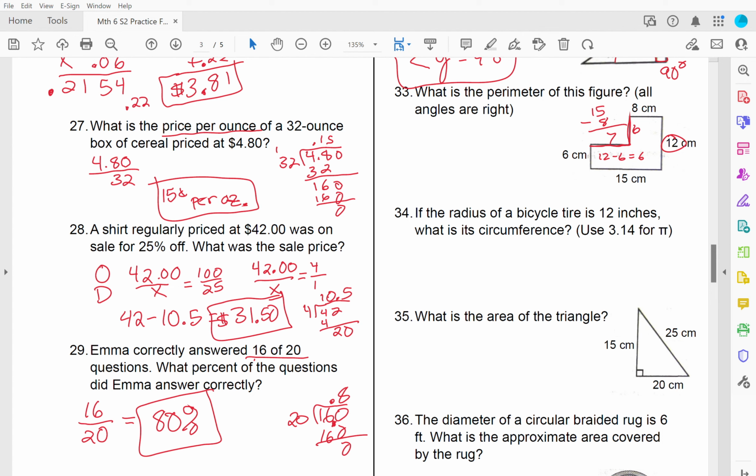So now we can add up everything we see. Those two add to 20. 6 and 6 is 12. Sorry, we have the 15. 6 and 6 is 12, plus 7 is 19. 9 and 5 is 14, carry the 1. 2, 3, 4, 5. So, 54 centimeters. That is our perimeter.